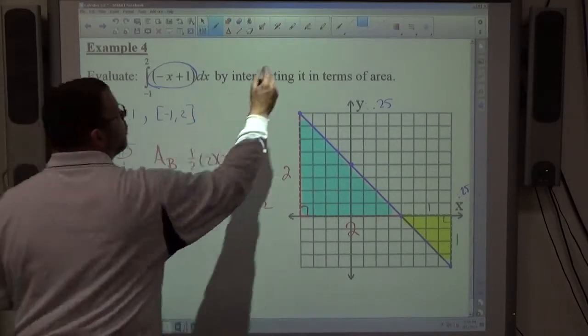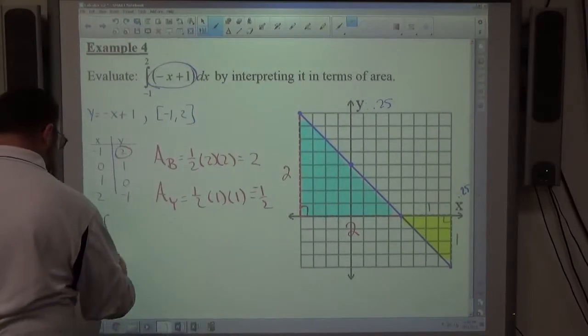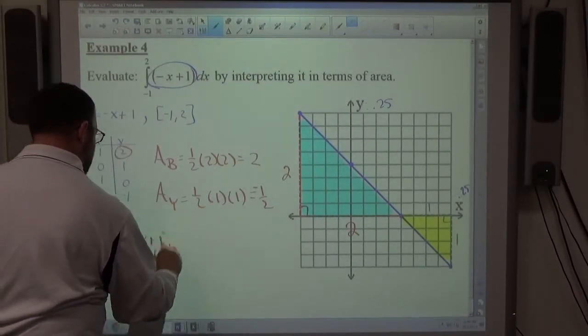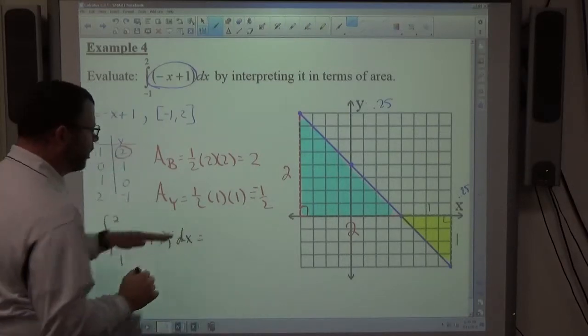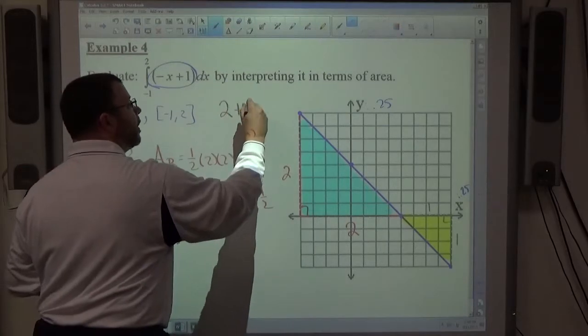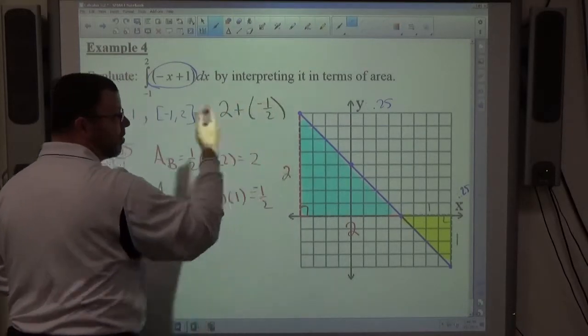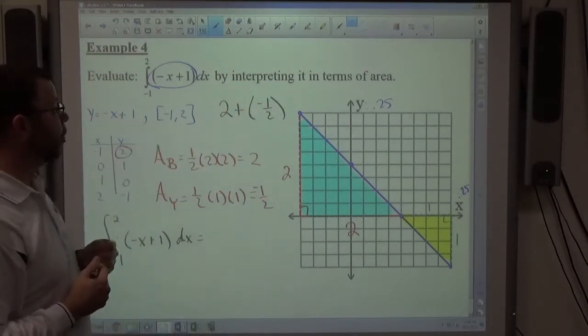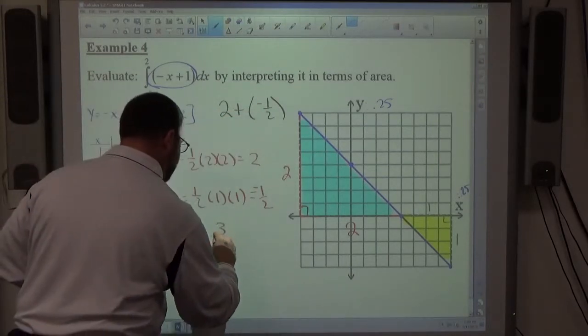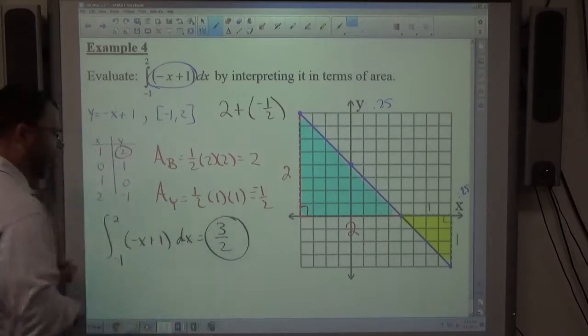So my integral that I'm trying to evaluate is simply going to be equal to the sum of these two areas. And when I say sum, 2 plus negative a half, we're imagining signs involved. We either add or subtract based on sign. 2 minus a half is going to be positive 3 halves. So 3 halves would be the answer.